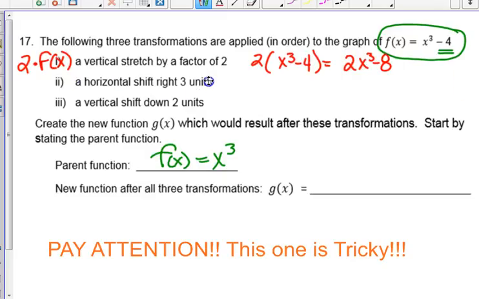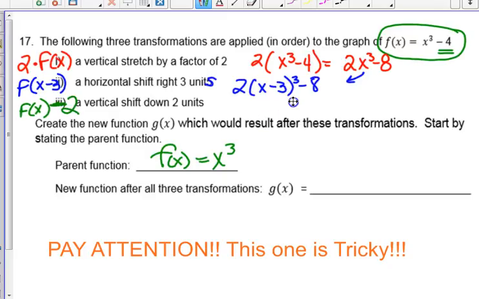Then a horizontal shift to the right, and that's supposed to say 5 units. To the right is minus 3 inside. So you take this function and you say I'm going to shift it to the right 3 inside. That's all you have to do. A vertical shift of down 2 takes the function that you have and goes minus 2. So if I take the function that I have right here and I add a minus 2, I get 2 times x minus 3 cubed minus 10. And that's the answer.